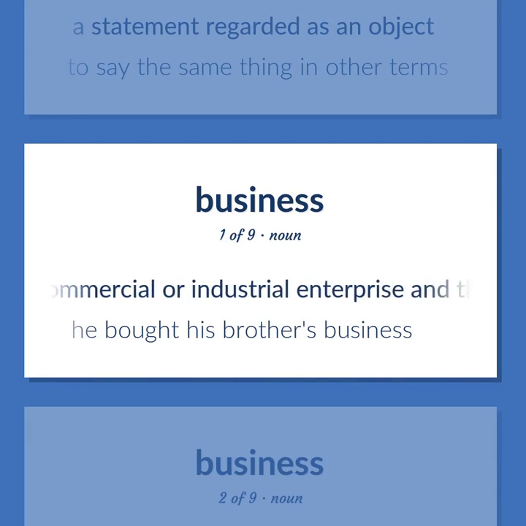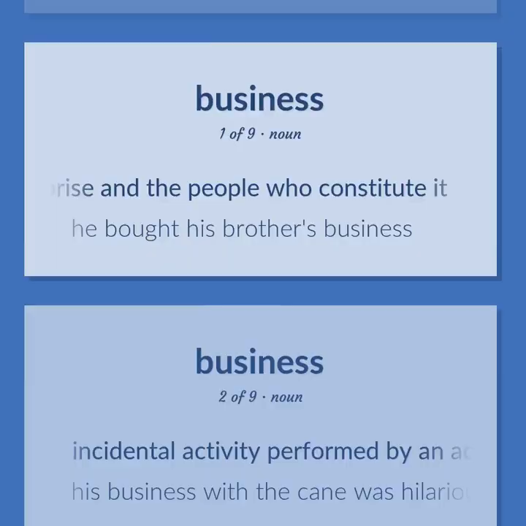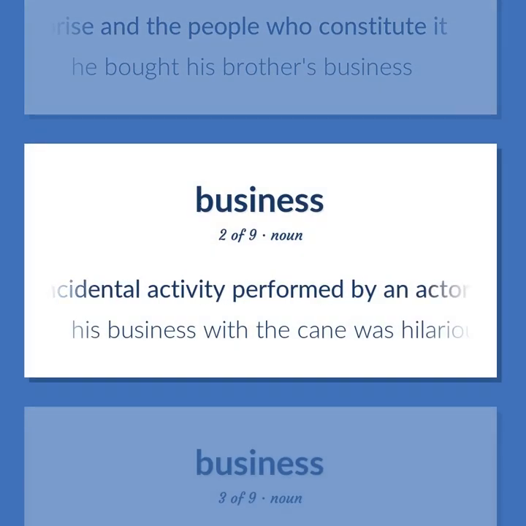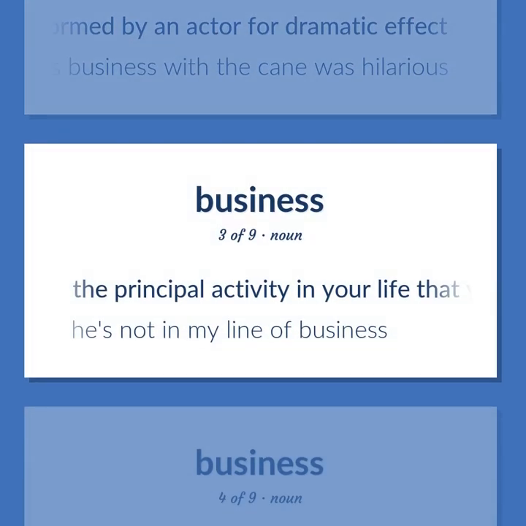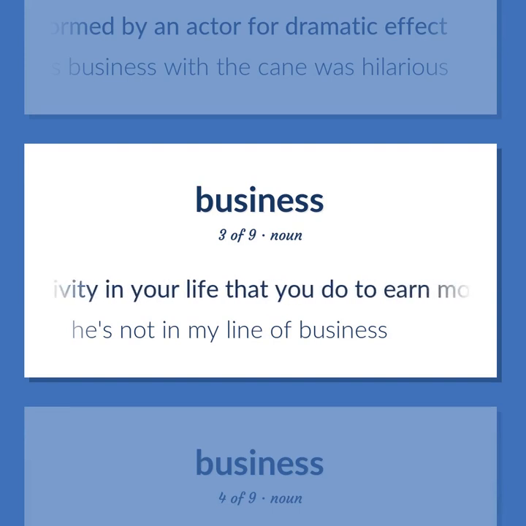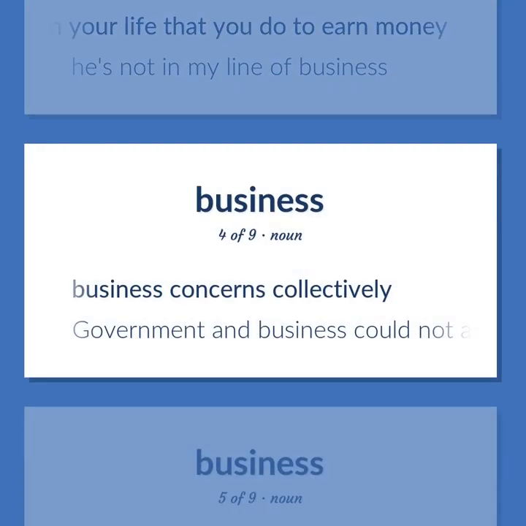A commercial or industrial enterprise and the people who constitute it. He bought his brother's business. Incidental activity performed by an actor for dramatic effect. His business with the cane was hilarious. The principal activity in your life that you do to earn money. He's not in my line of business. Business concerns collectively. Government and business could not agree.